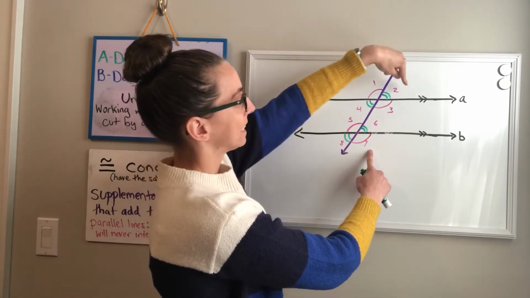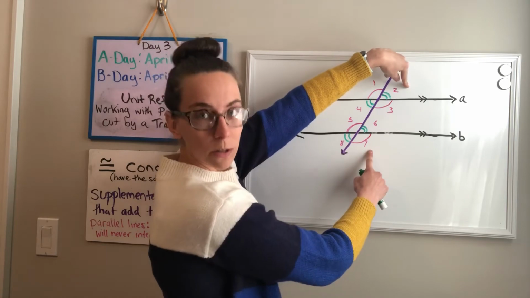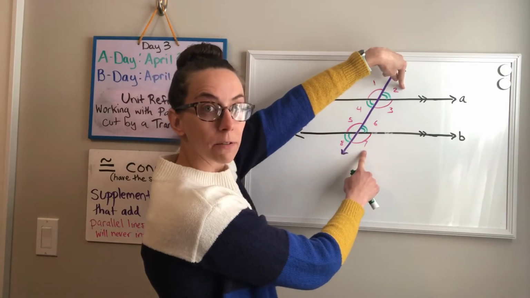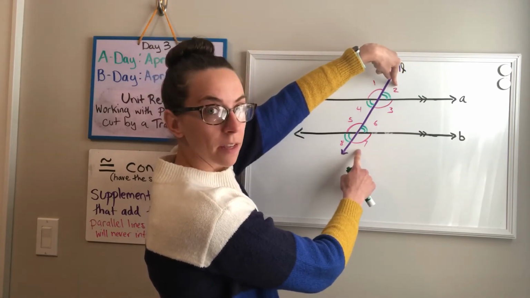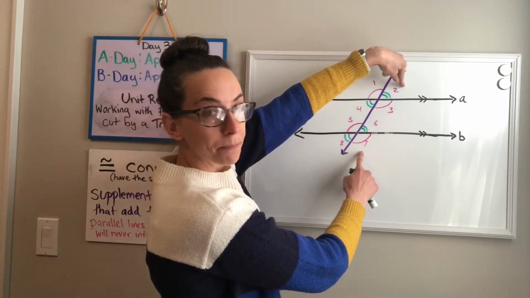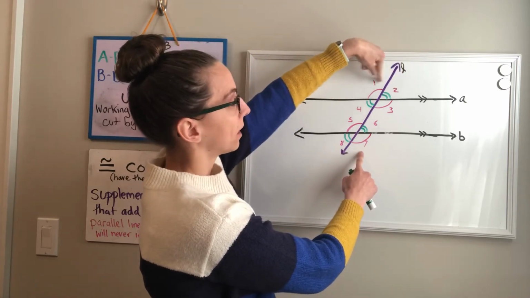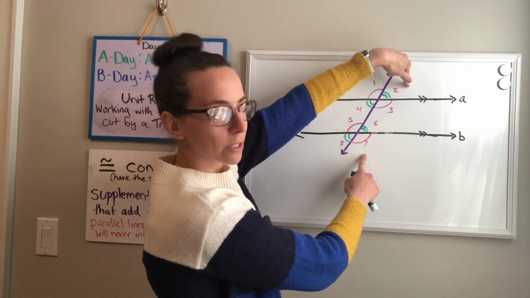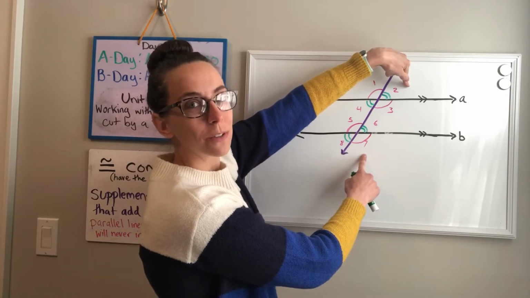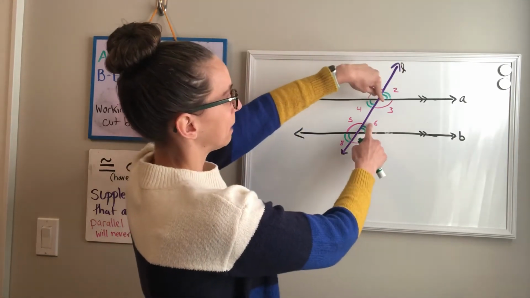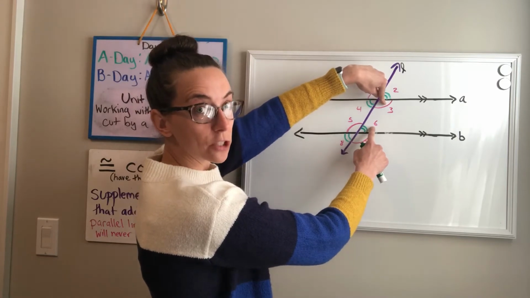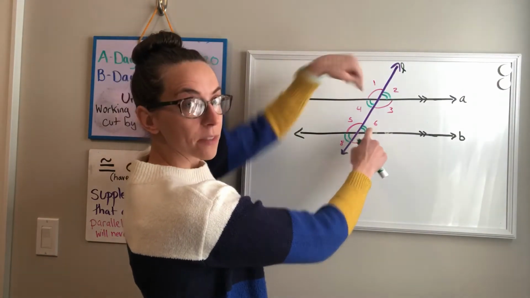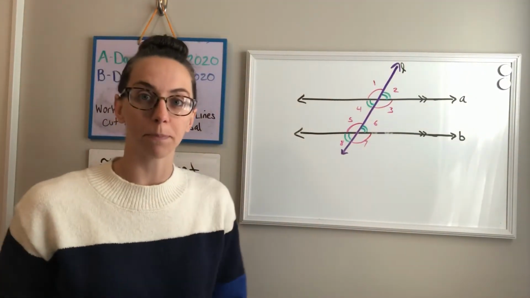If I look at same side exterior angles, also known as consecutive exterior angles, angle 2 and angle 7 have a different relationship. They're not congruent. They are supplementary. Because if angle 2 is supplementary with angle 1, then angle 2 also has to be supplementary with angle 7. So same side exterior angles are also supplementary. I know that same side interior angles have the same relationship, they add up to 180, but alternate interior angles are congruent. So we're going to use that knowledge to help us solve some problems.